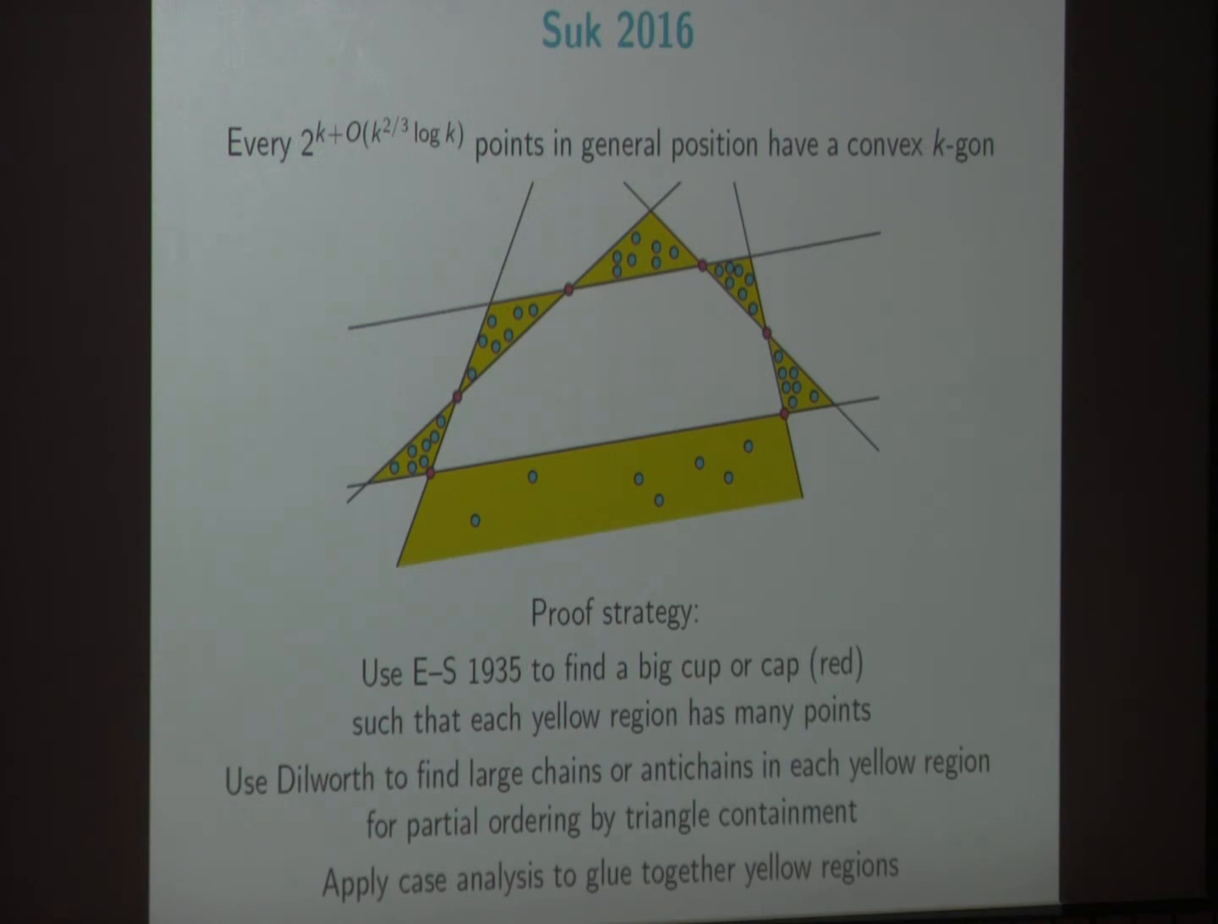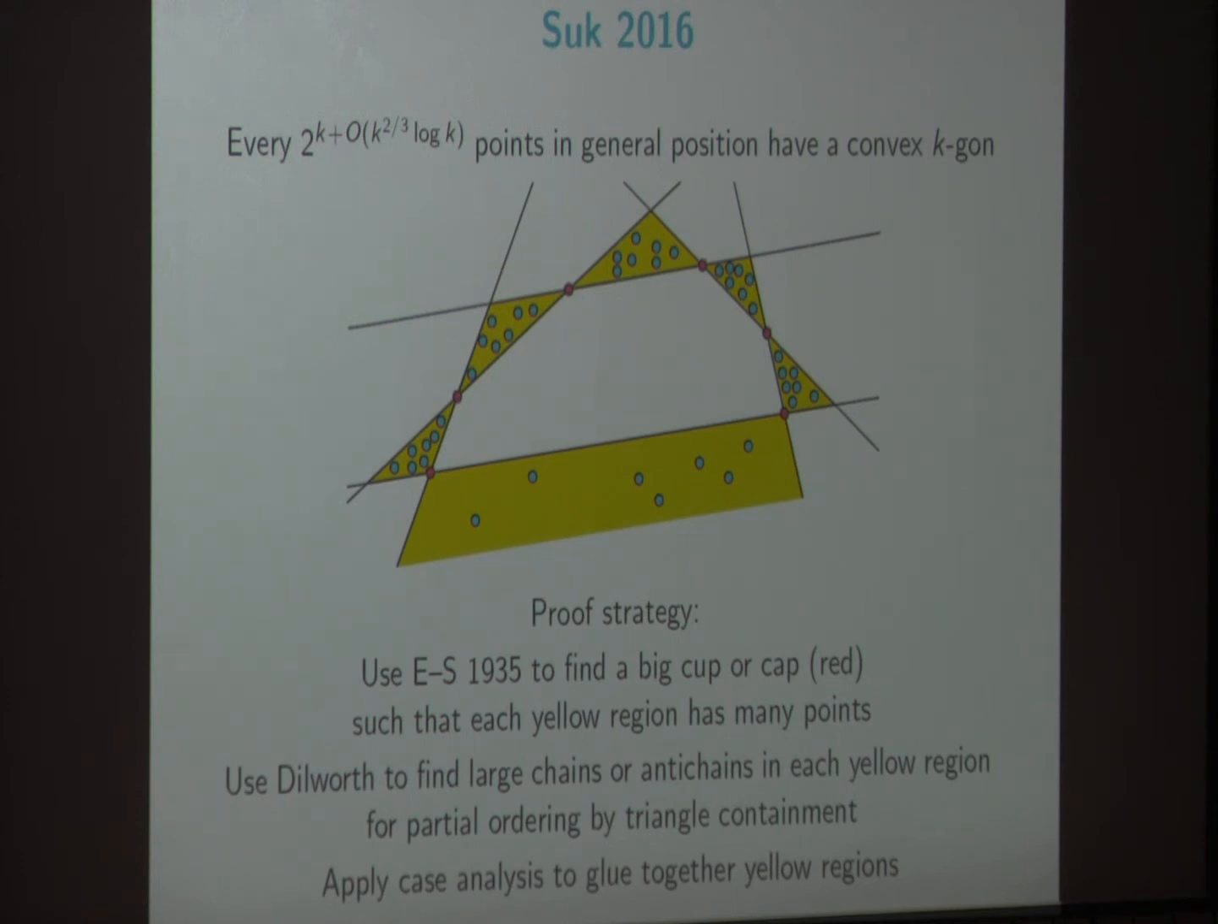These red points in this diagram, they're a cap. So that when you draw these yellow regions around the vertices of the cup or the cap, each of them has a lot of points in them. And then we can use another related theorem in combinatorics, Dilworth's theorem, to show that inside each of these yellow regions, if we partially order these points by the inclusion of the triangles they make with the 2 red points on either end of their little yellow region.